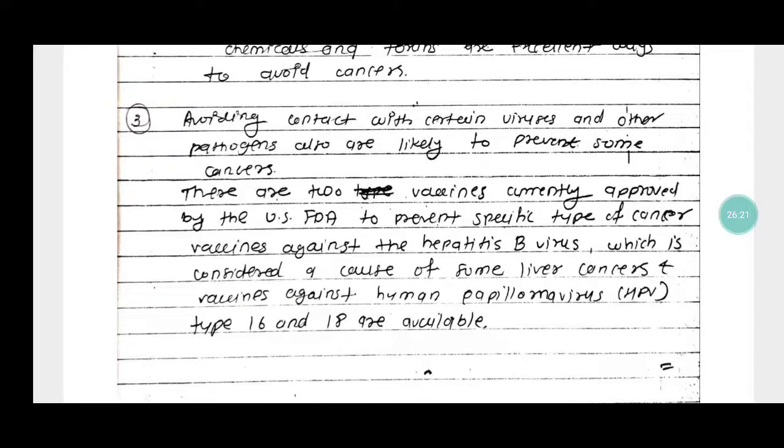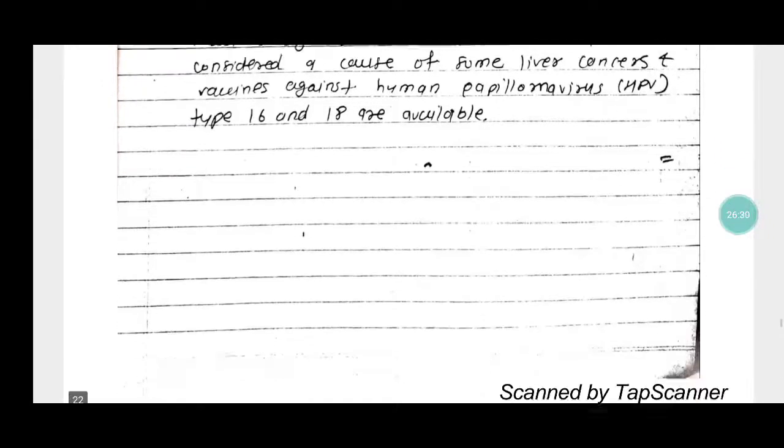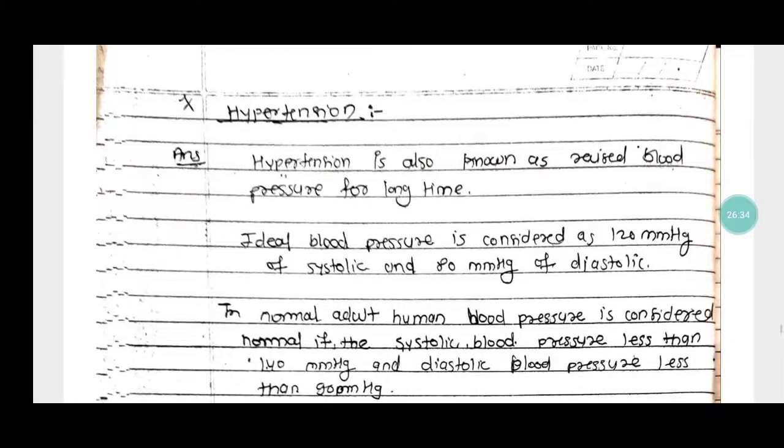Avoiding contact with certain viruses and other pathogens is also likely to prevent some cancers. Even vaccines are available for cancer. And then the seventh question: hypertension, prevention, control and general principles for hypertension.